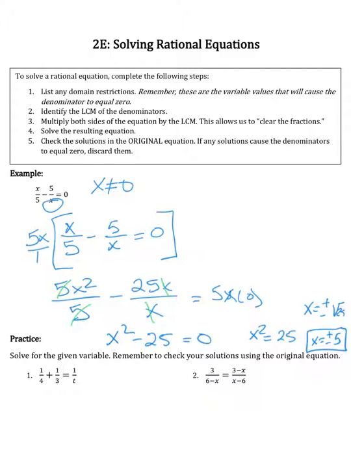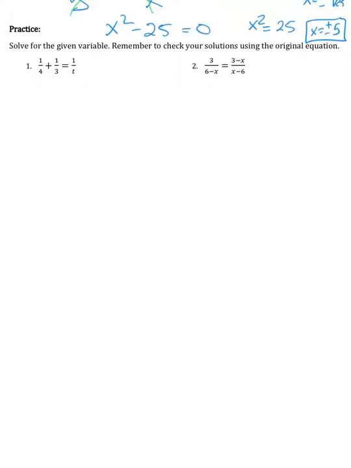So let's look at another example. Our next example says solve for the given variable and remember to check your solutions using the original equation. So what makes this one different in number 2 is that I've got 3 over 6 minus x equals x minus 3 over x minus 6. We can tell that our denominators look pretty similar, right? If I were to identify my domain restriction, we know that x cannot equal 6.